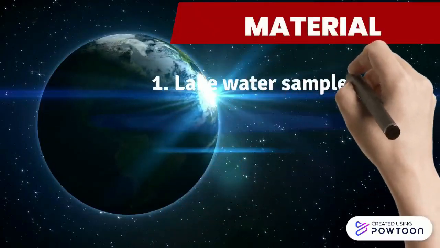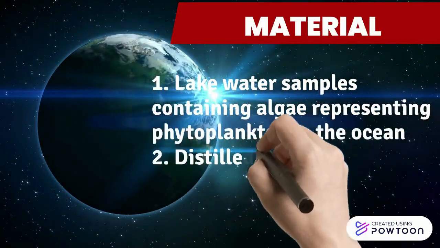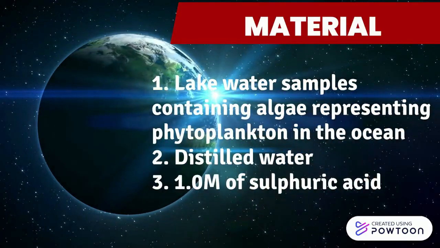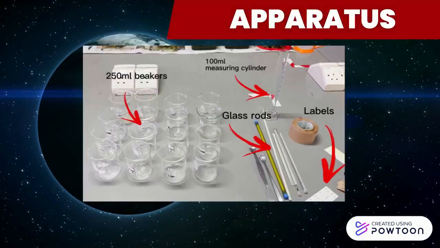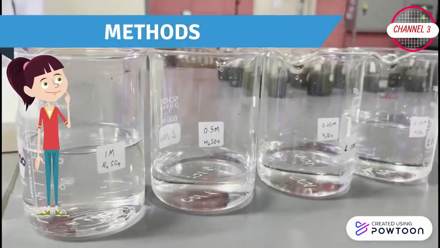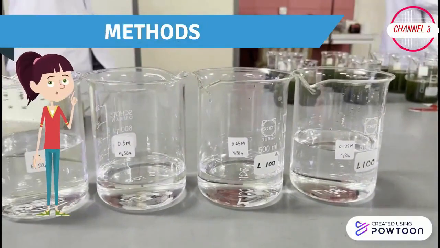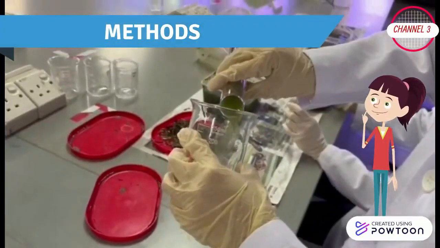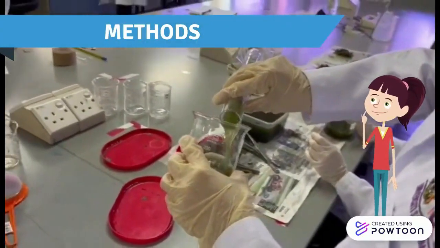To perform this experiment, lake water samples containing algae representing phytoplankton in the ocean, distilled water, and 1 mole of sulfuric acid were prepared. These are the apparatus needed for this experiment. Serial dilution was performed to create 4 different molarities of sulfuric acid. 150 ml of lake water with algae was measured and poured into 15 beakers respectively.